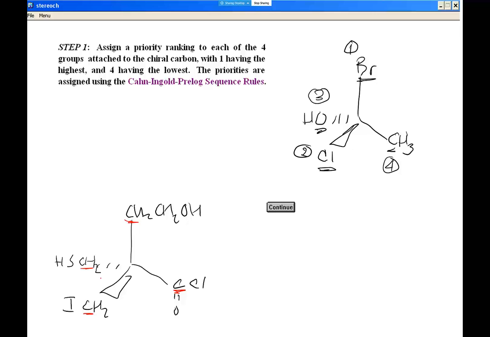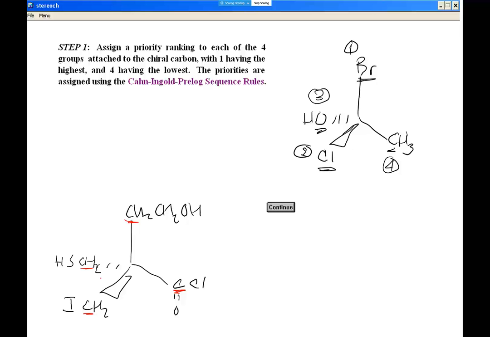I know, I changed it to make this problem a little bit different. I've modified that problem a little bit. So I got four carbons, they're all tied. So now what am I going to do? I'm going to look at the three atoms that are attached to each of those carbons. That's my next step.